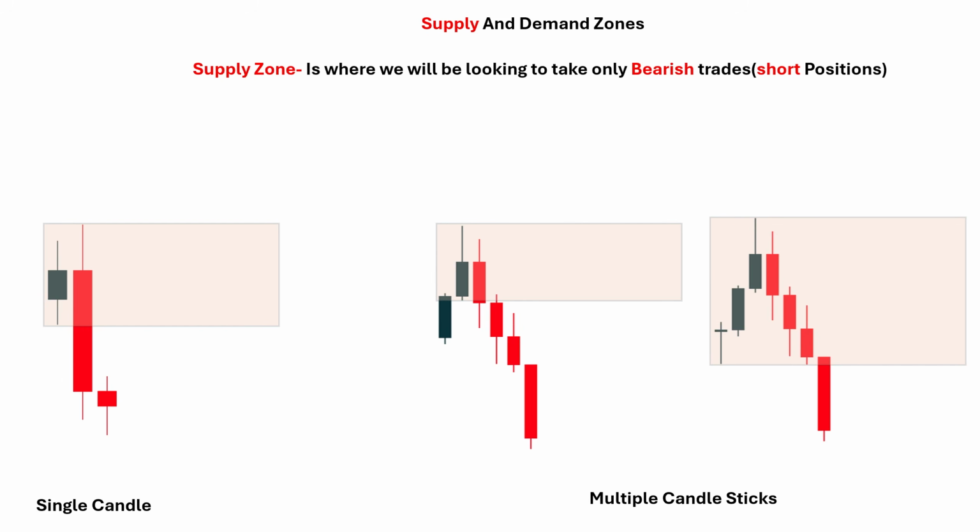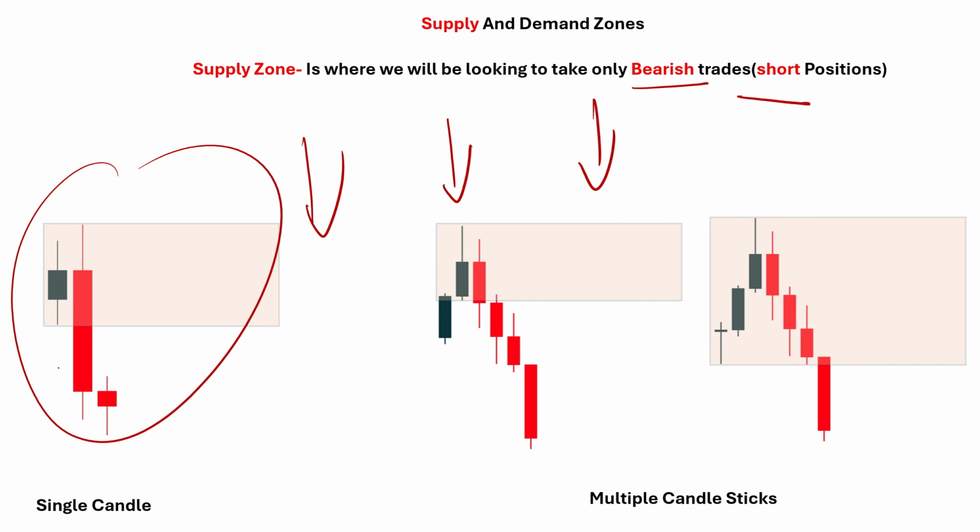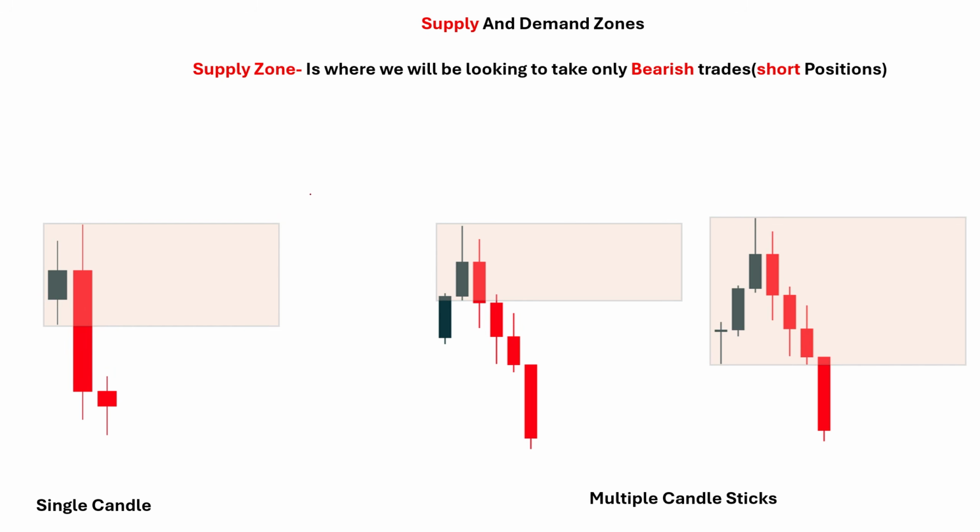On a supply zone, we will be looking for a bearish trade. This is where we'll be looking for the market to move to the downside only. Here we have a single candlestick. This is just vice versa, because here you'll be looking for this bearish candlestick, bullish candlestick, and then this move here. And guys, if you look closely at these two here, I want to show you something.